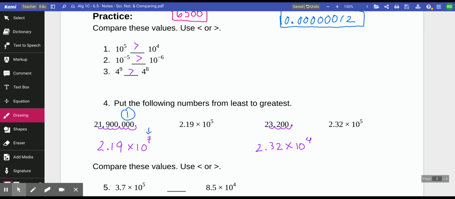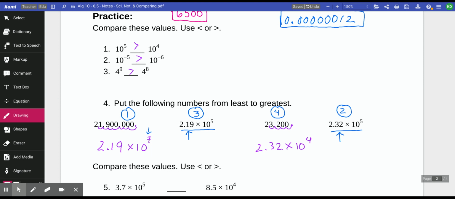And then I'm going to look at my two that have 10 to the 5th, right? I have two of them that have the same power of 10. So now I'm going to look at the first number. So now I'm going to say 2.32 is bigger than 2.19. So this one's got to be bigger than this one, leaving our number that's 10 to the 4th, right? That's the smallest exponent. That has to be our smallest.